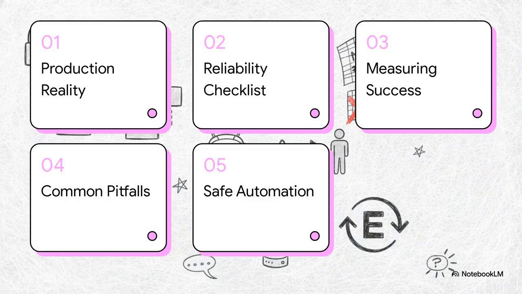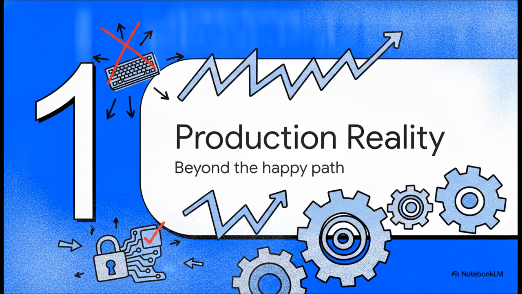All right, here is our roadmap for building that scalable automation. 1, the production reality check. 2, the reliability checklist. 3, measuring true workflow success. 4, avoiding common pitfalls. And 5, safe and scalable automation. Starting off with Section 1, the production reality check.